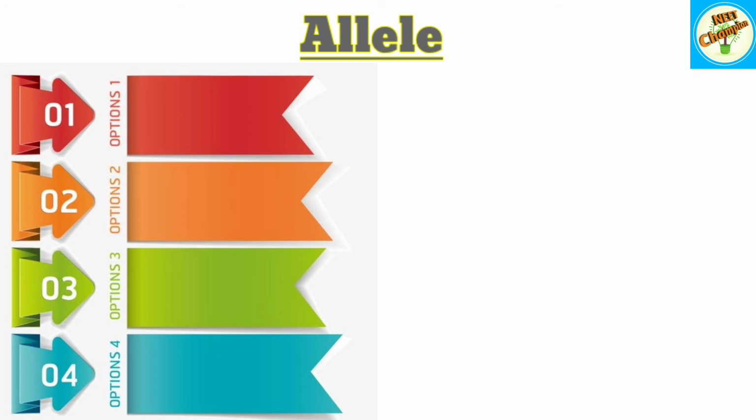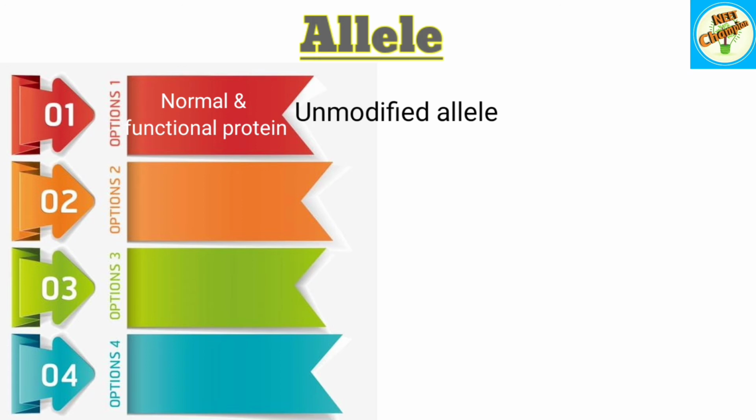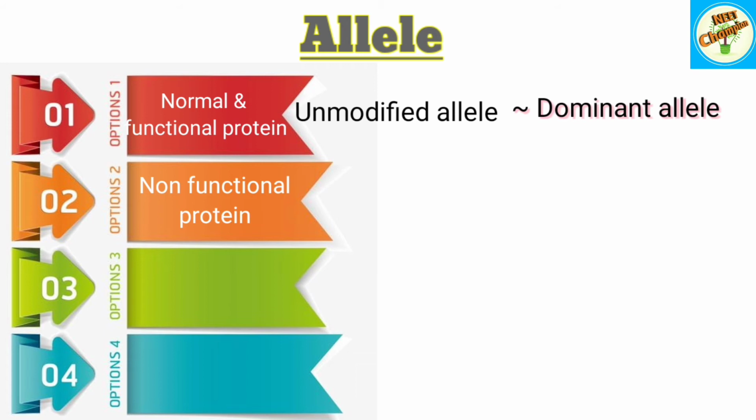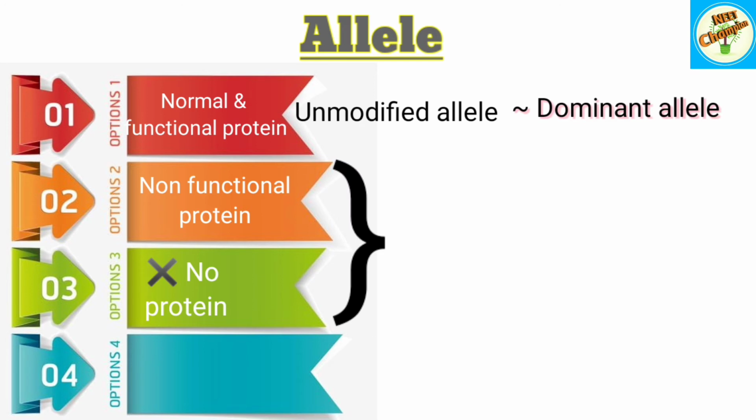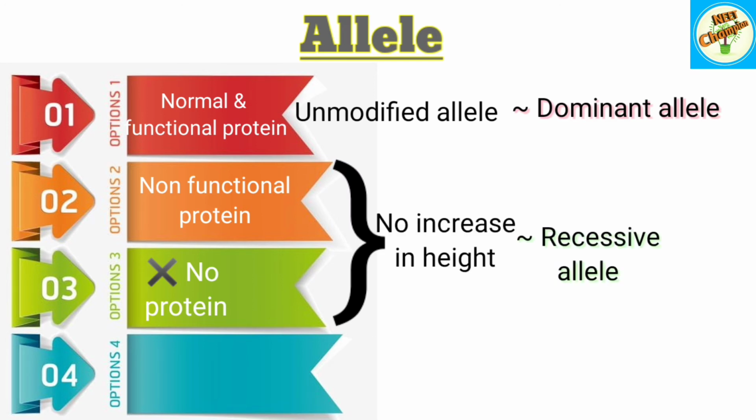Condition 1, in which normal and functional protein is produced. And here the allele acts as an unmodified allele, thus expressing the original phenotype, and is known as a dominant allele. In condition 2, non-functional protein is produced, and in condition 3, no protein is produced. In both cases, there will be no increase in the height of the plant. Thus, it's a recessive allele.